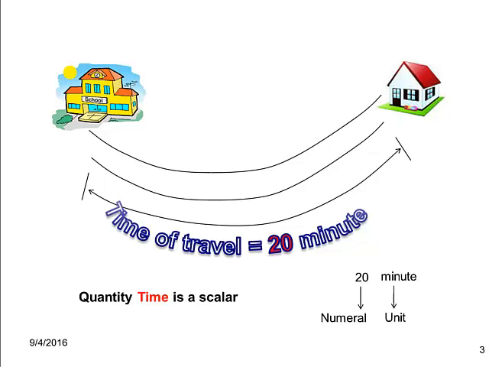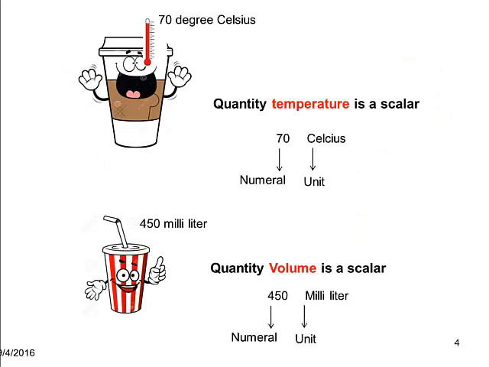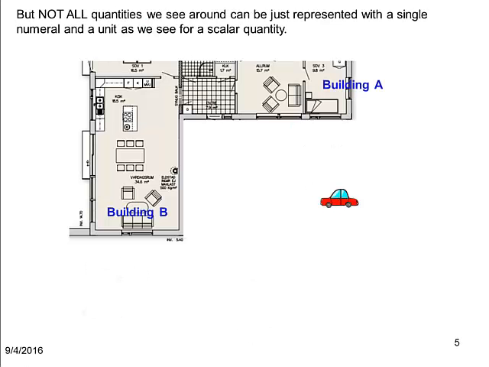In similar fashion, the temperature of your coffee, the volume of your soda, the weight of your body, etc., are quantities that can be described by a single numeral and an appropriate unit. However, not all quantities we observe around us can be represented with just a single numeral and a unit, as we see in the case of scalar quantities.